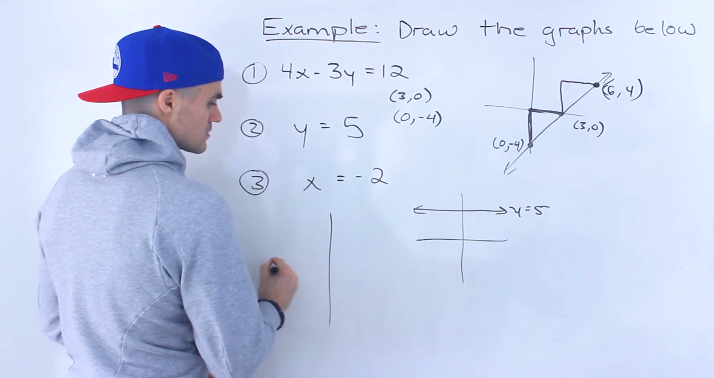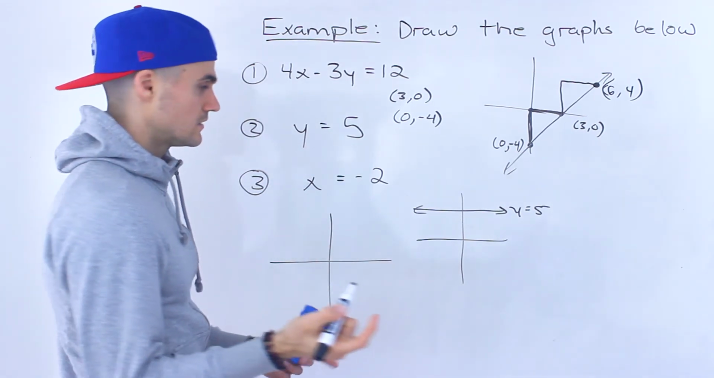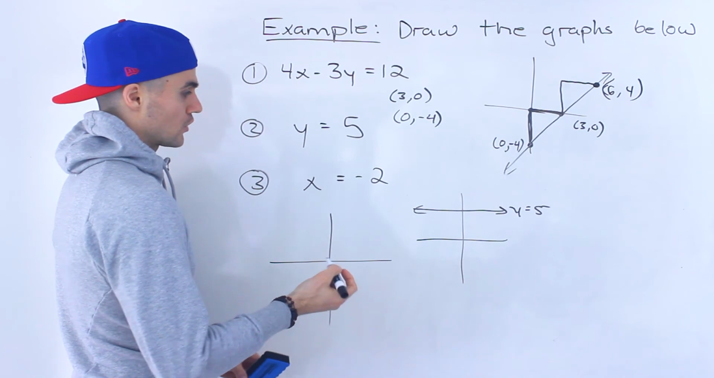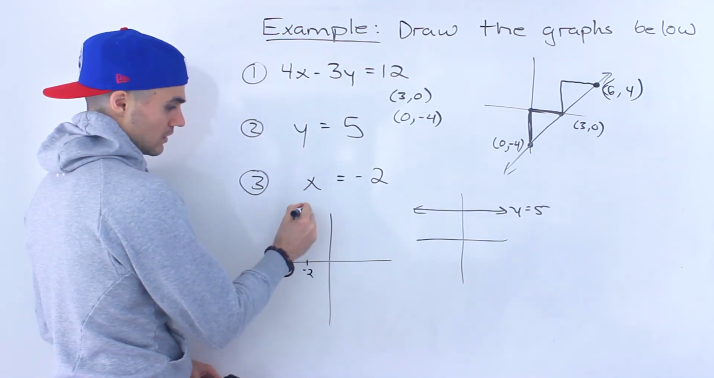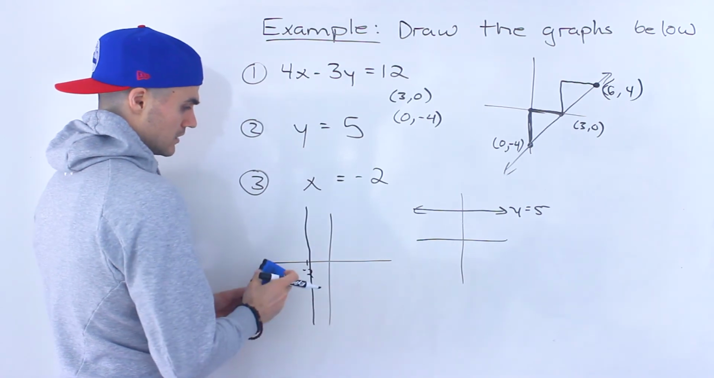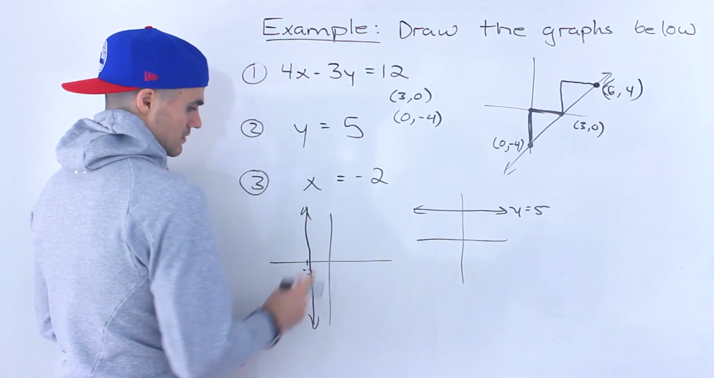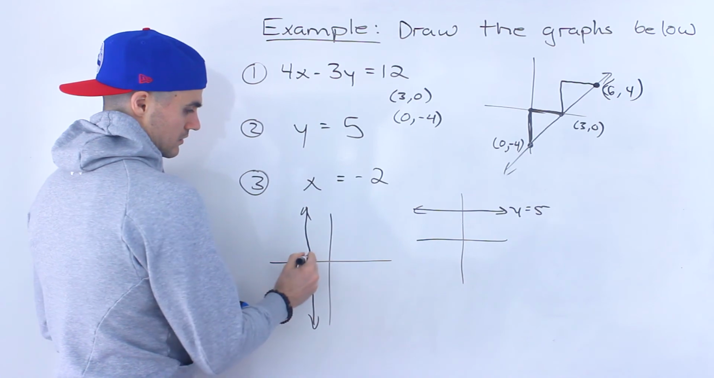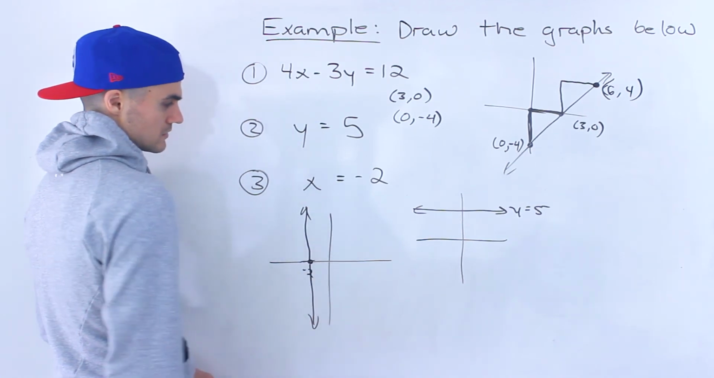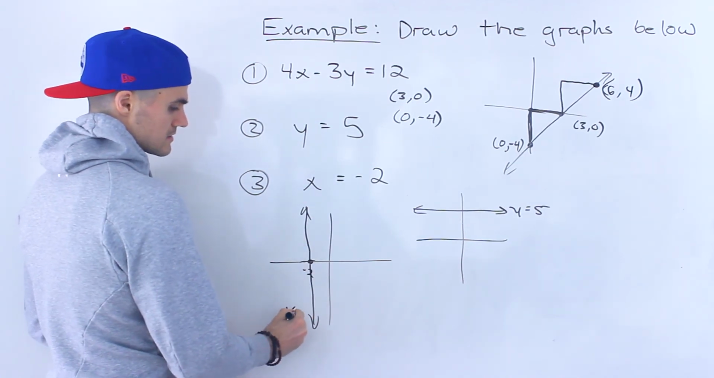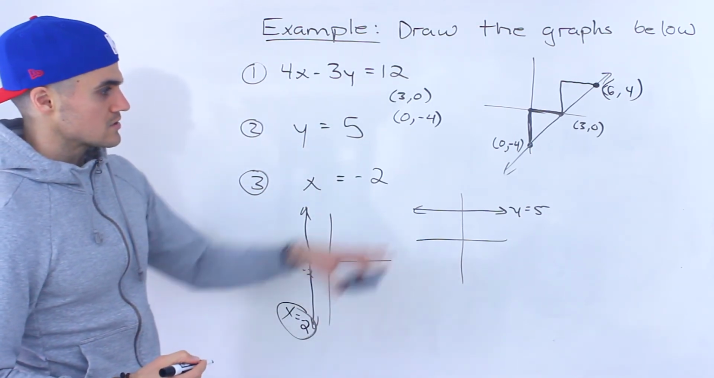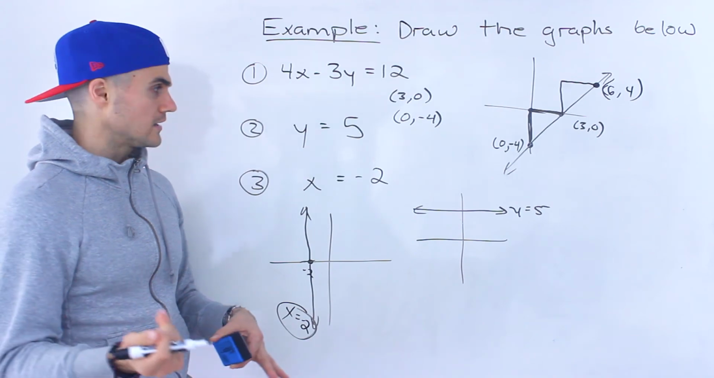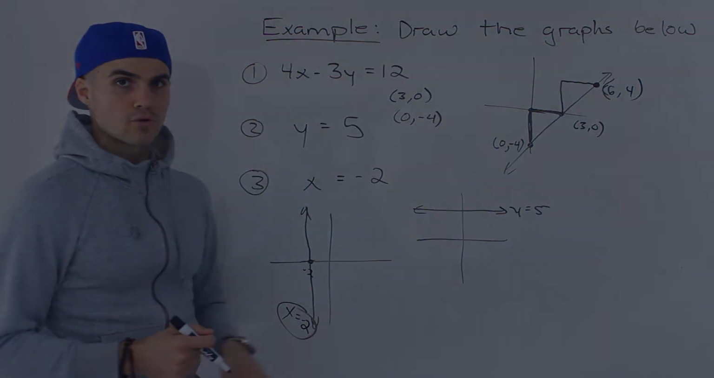X equals negative 2. X equals any number is just going to be a vertical line. So x equals negative 2, and x value negative 2 is over here on the Cartesian plane. Should have went through here. Let's just pretend negative 2 is right there. All right, so this is x equals negative 2. All right, so these are the three lines of these three equations.